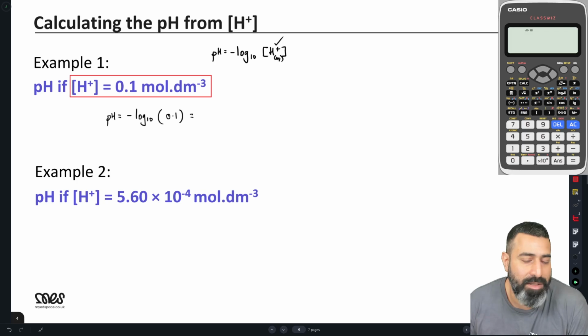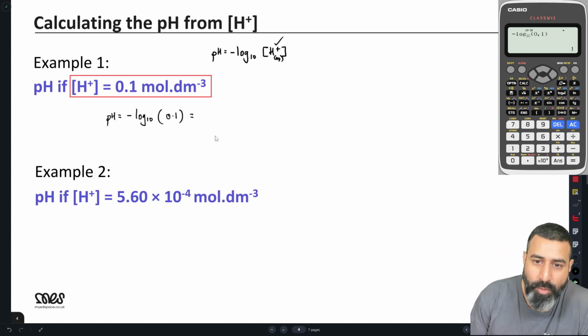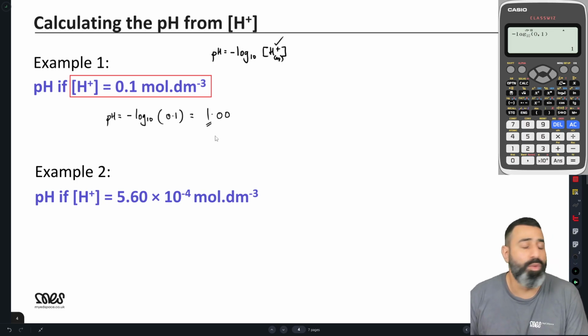Now, I know you can all do this. I know you know what the answer is before putting it into the calculator, but it's useful to know how to set it out. So hit the minus button, find that log button, put base 10, and then stick the hydrogen ion concentration in, and there you go, voila, it is a pH of 1. Normally quote pH to 2 decimal places.